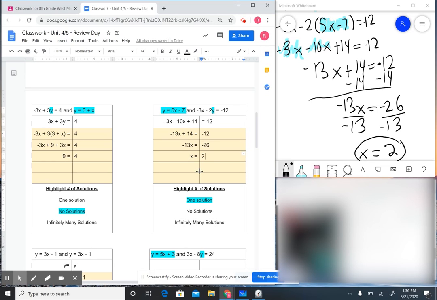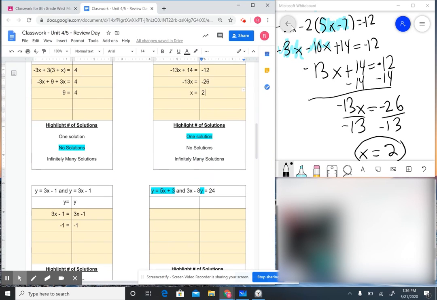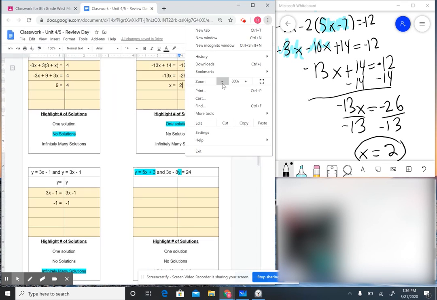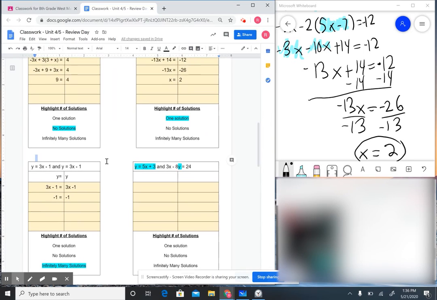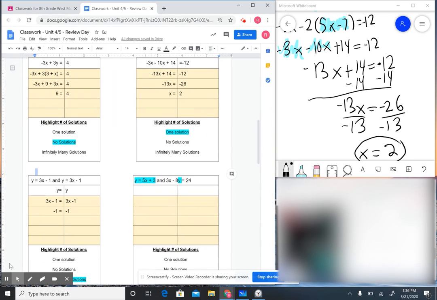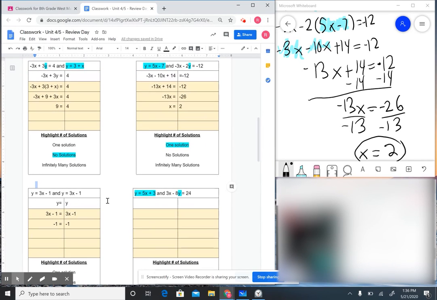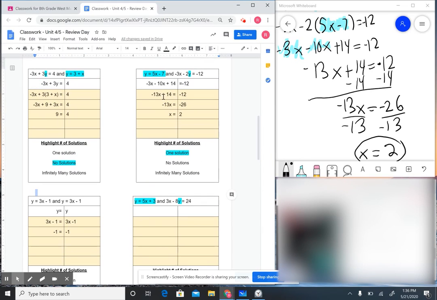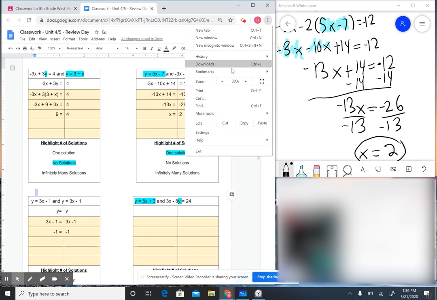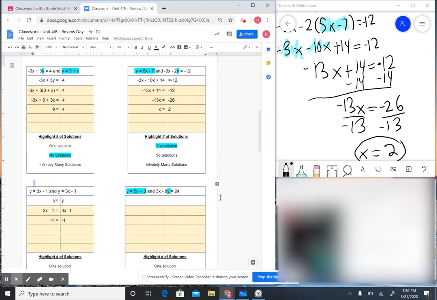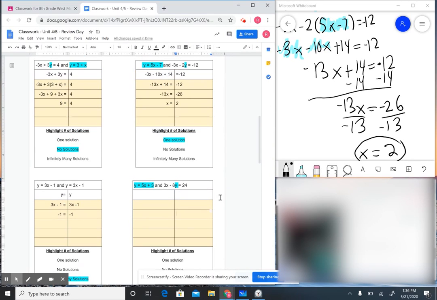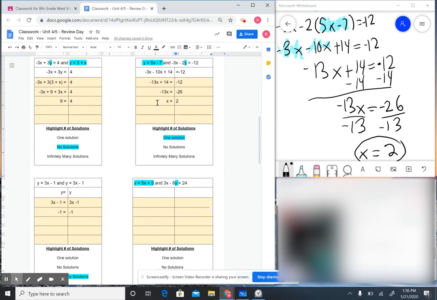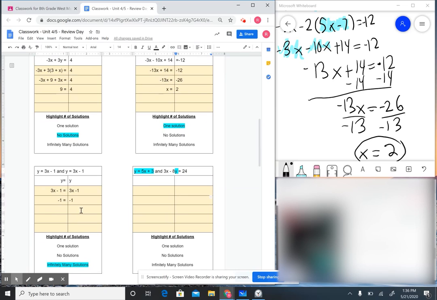So now, any questions on these three types so far, right? No questions, okay? So now, the last problem, these are just 3 good examples of the 3 different types of problems we have. We have no solution, one solution, and infinitely many solutions.